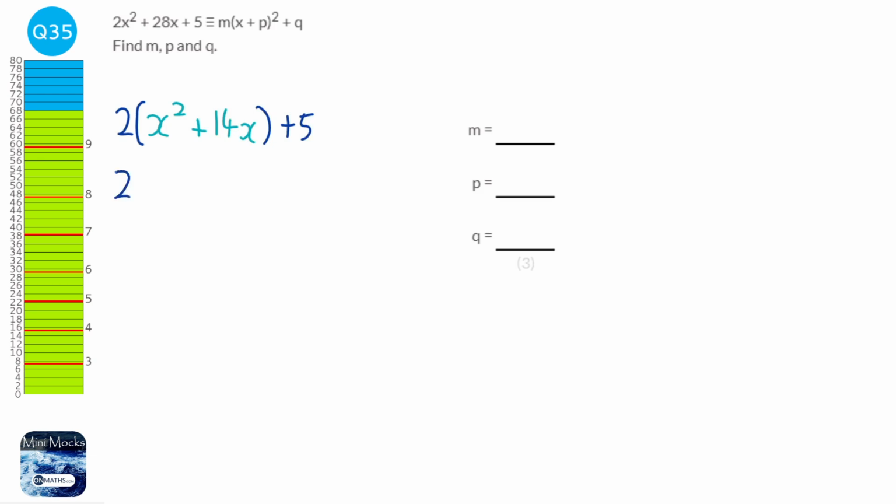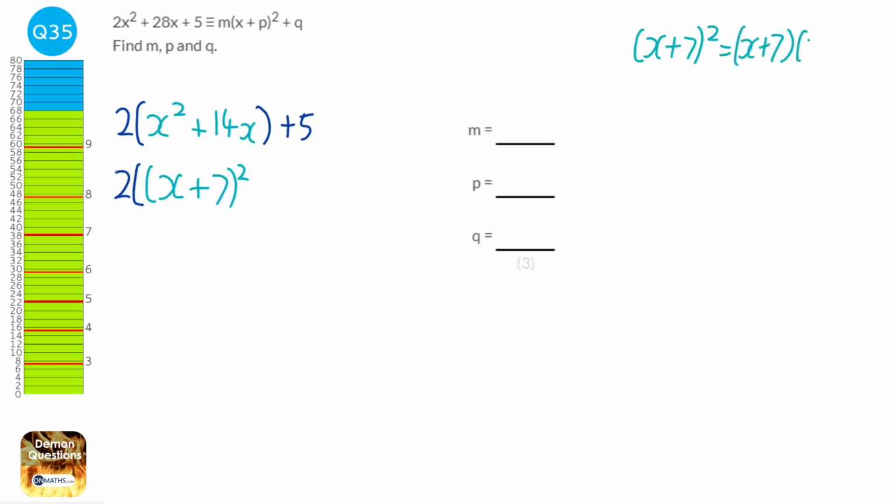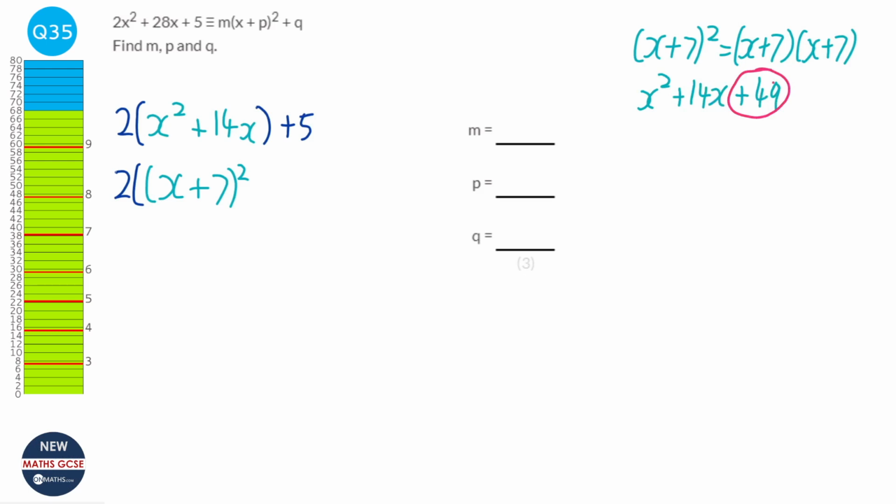Now we're going to complete the square here. So that will give us brackets x plus half of the x coefficient, which is 7 squared. And I'm just going to expand that quickly here. So x plus 7 squared is the same as x plus 7, x plus 7. And when we expand that, we get x squared plus 14x, which is good. And then we get plus 49. Now this bit here is the bit we need to remove. So what I'm going to do here is just take away that 49, because we don't really want that 49.